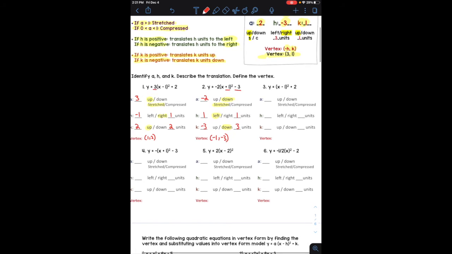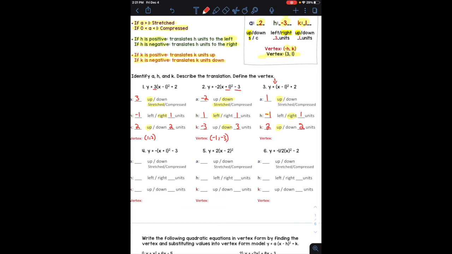And lastly, number 3, the A value, since there is no coefficient out in the front of the parentheses, will be 1. Our parabola will be concave up. However, it won't be stretched or compressed. It's going to be the same size as the parent function when A is 1. H in this case is negative 1. And when H is negative, it's going to move to the right that many units, which is 1 unit. And K is 2, which means the parabola will move up that many units, in this case 2 units.